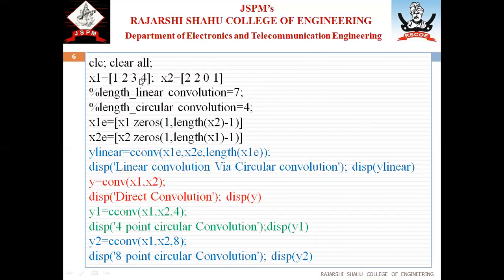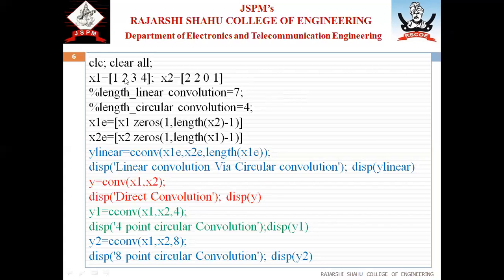Here two input sequences are declared, x1 and x2. Both are having the length equal to 4. Now the length of resultant linear convolution will be equal to 4 plus 4 minus 1, that is 7. And the length of circular convolution will be equal to 4. So suppose if I want to calculate linear convolution through the circular convolution, then I have to adjust the length of both the sequences x1 and x2 exactly equal to the resultant of linear convolution.